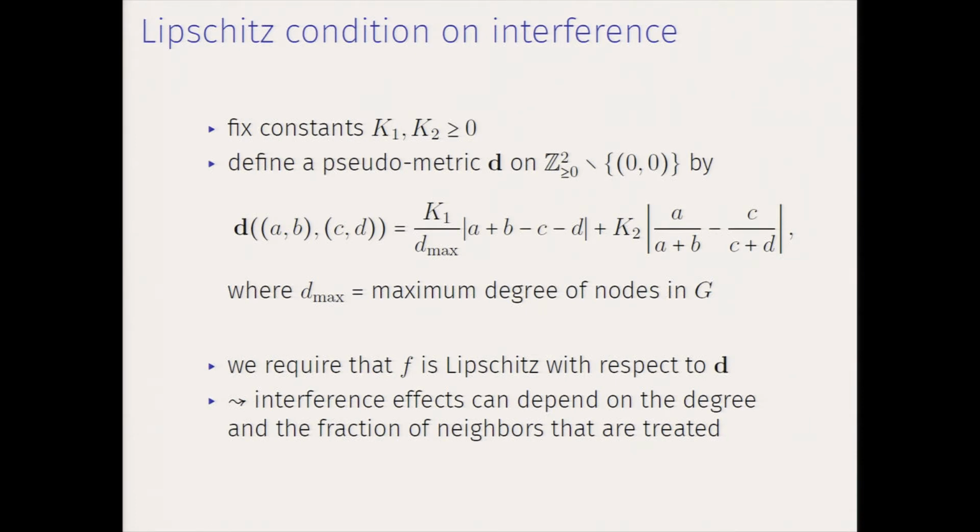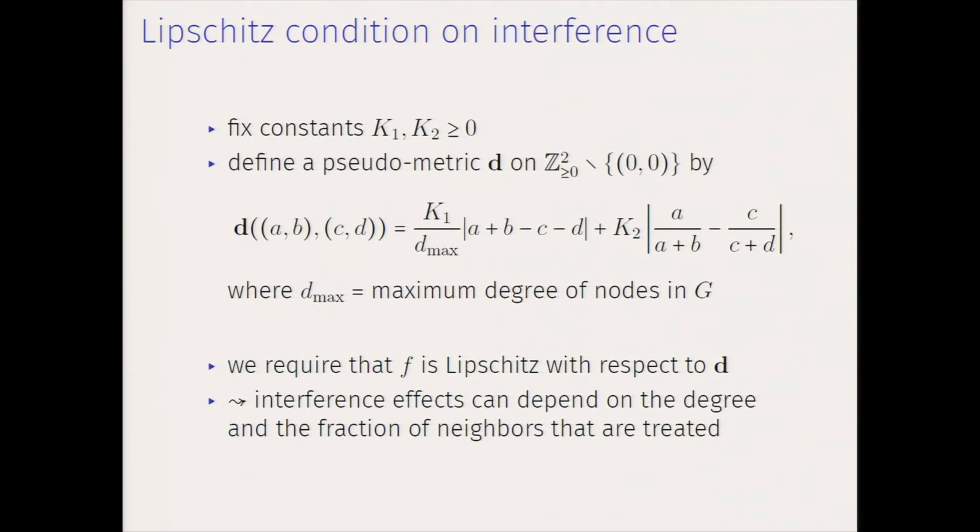And so what's a plus b? That's basically the degree. It's a degree of a vertex. c plus d is also a degree of the vertex. So this first term is k1 over d max times a difference in degrees, where here d max is the maximum degree in the graph. That's one term. And the second term is k2 times the difference in treatment fractions of neighbors that are treated. So a over a plus b is the fraction of neighbors of some vertex that are treated. And c over c plus d is the fraction of neighbors of some other vertex that are treated. And the second term in this distance function is k2 times the absolute value of the difference. And what we require is that f is Lipschitz with respect to this metric.